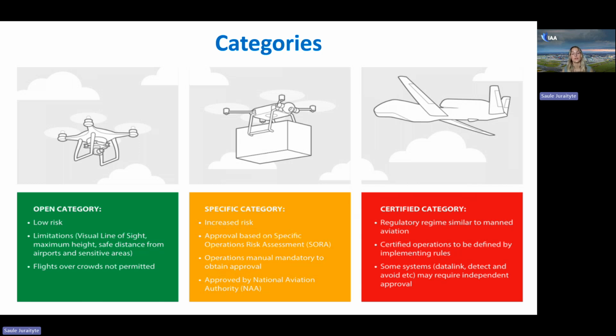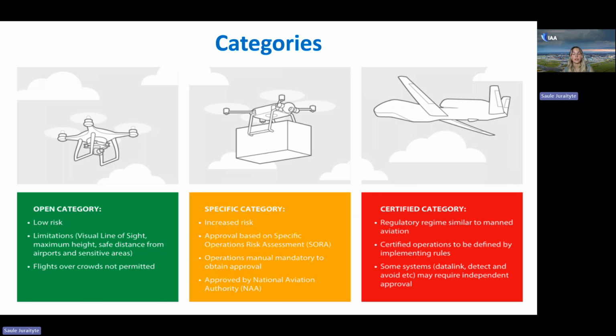The open category is for low-risk flights, such as small drones flown within visual line of sight, VLOS, below 120 meters and away from people. No prior authorization is needed. The specific category covers moderate risk operations that exceed open category limits, like flying over people and flying beyond visual line of sight. It also requires a risk assessment and operational authorization.